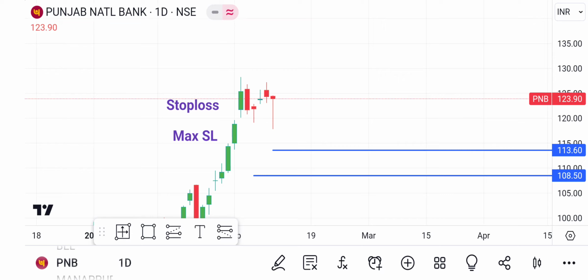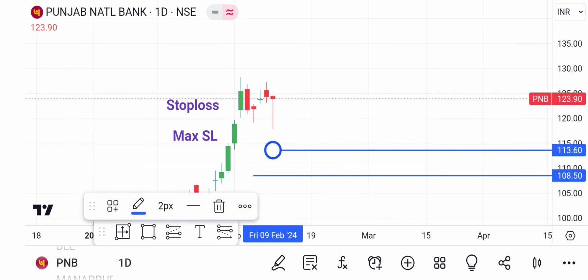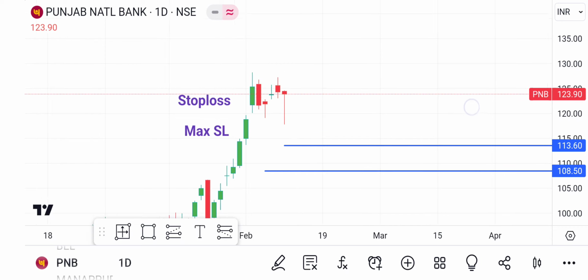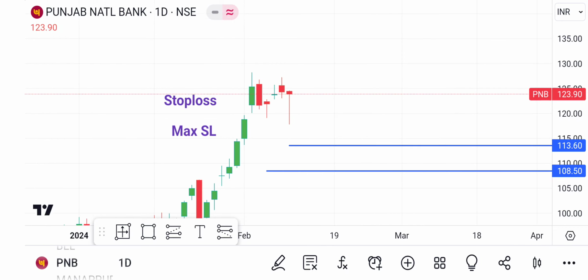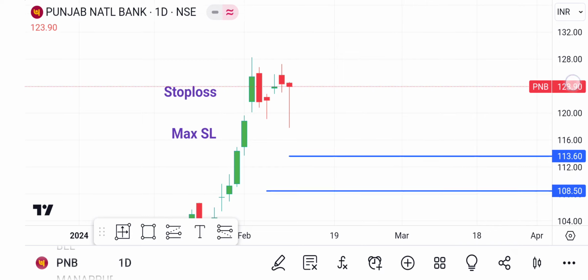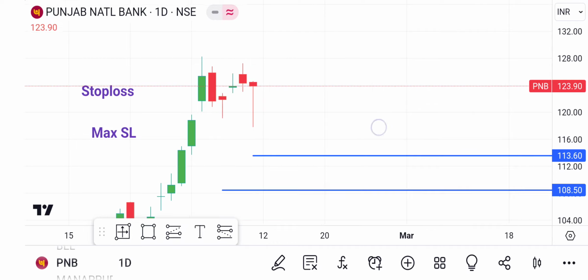Today we will look at how we can trade into this bank, that is Punjab National Bank stock. Okay, so here is the best point. The reason why we are taking entry in this stock is because of this bearish candle. The way this bearish candle has formed, it's very interesting.